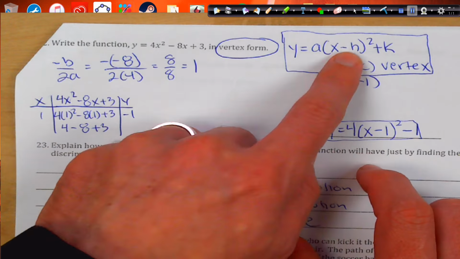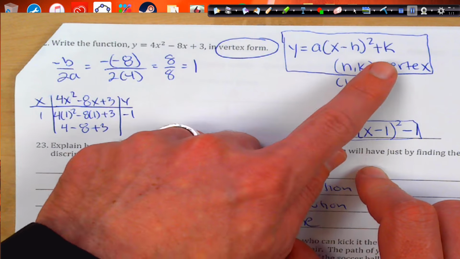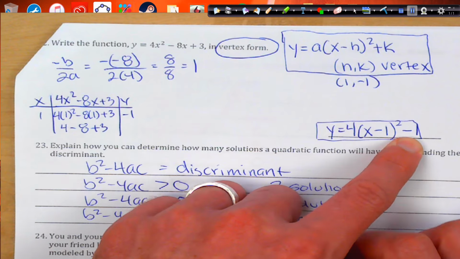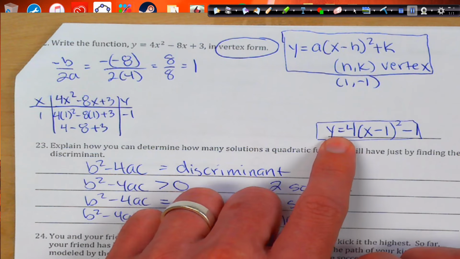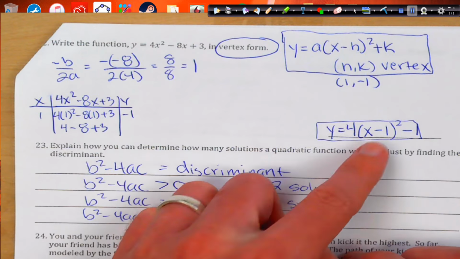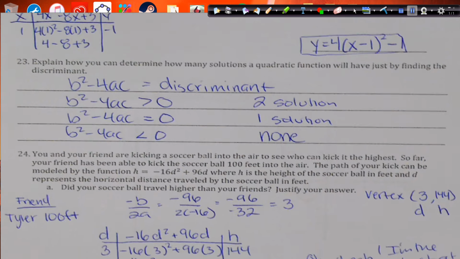So all I did was just plug into the equation. So instead of h, I'm going to plug in 1. The negative there is from the equation, plus whatever k is. Well, k is negative 1, so I'm going to add negative 1. And then the a value is 4, so we just put 4 in the front. That's vertex form.